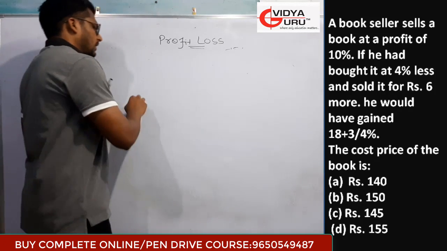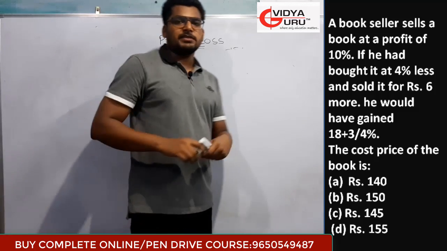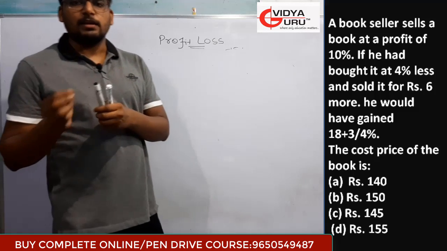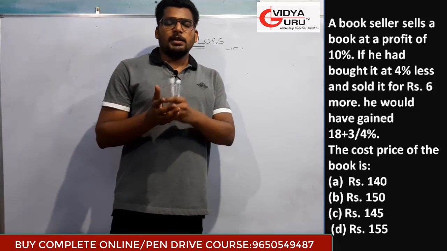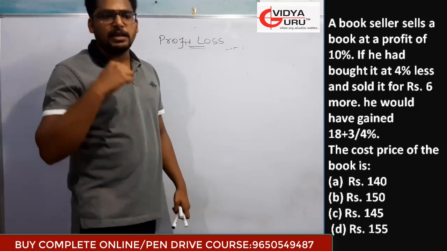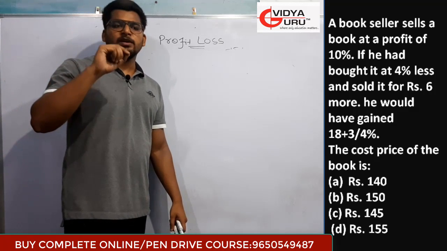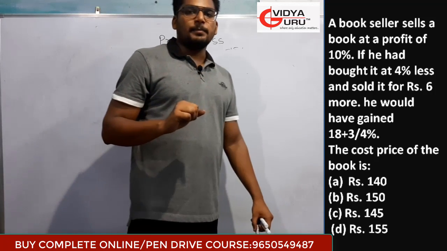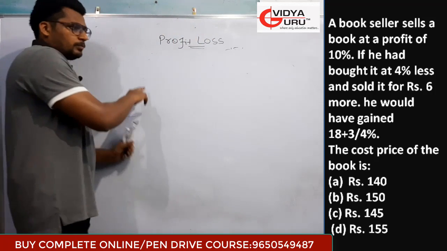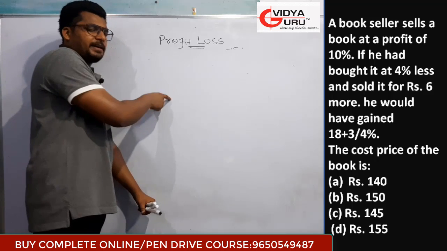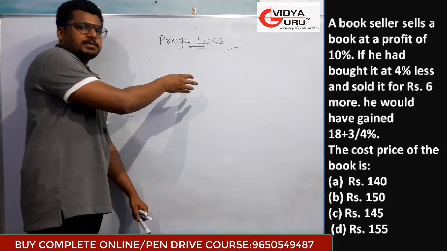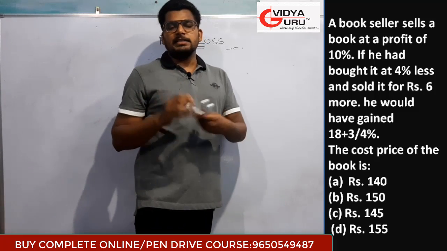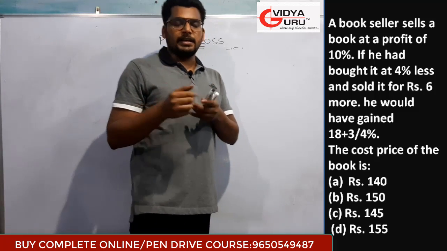Next question is another variety of the same question which I've solved earlier. What is the question saying? A bookseller sells a book at 10% profit. If it was purchased for 4% less and sold at 6 rupees more, the profit would be 18 whole 3 by 4%. The question is asking what is the CP. In the earlier question, in both cases CP and SP, money was increased. Here CP is decreasing in percentage and SP is increased by money.